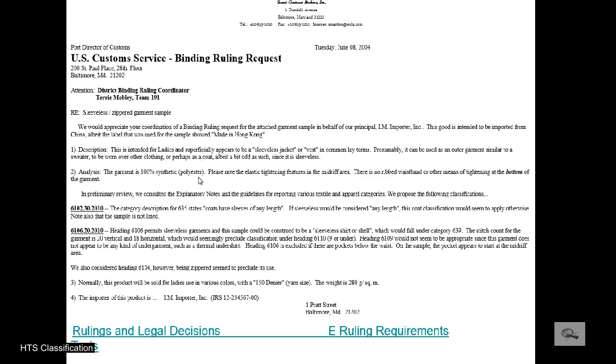CBP has a program to provide free binding rulings primarily to importers. This is an example of the binding ruling request. No specific format is required, but the more information to aid CBP in making a determination, the better. In lieu of the hard copy version, rulings can now be applied for online. The response can take CBP up to 30 days.